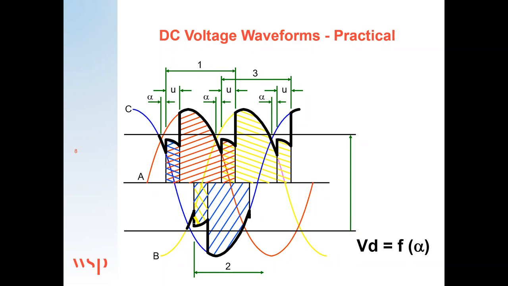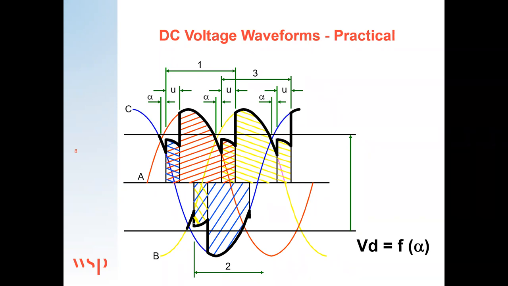And the voltage takes a little bit of time to go from the red phase and jump up to the yellow phase. Essentially, by introducing this delay of alpha, we have decreased the DC voltage. And simplistically, the DC voltage is simply a function of alpha. If we can control alpha by the timing of firing our thyristors, we can control the DC voltage. If we control the DC voltage, we control the current flowing between the two stations. If we control voltage and current, we control power. It's as simple as that.